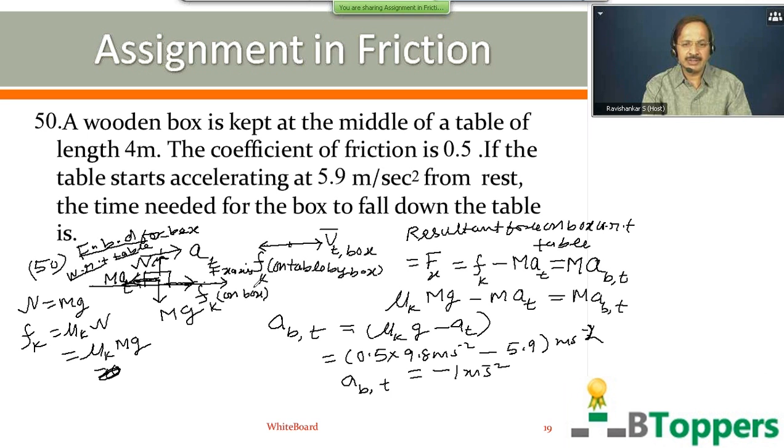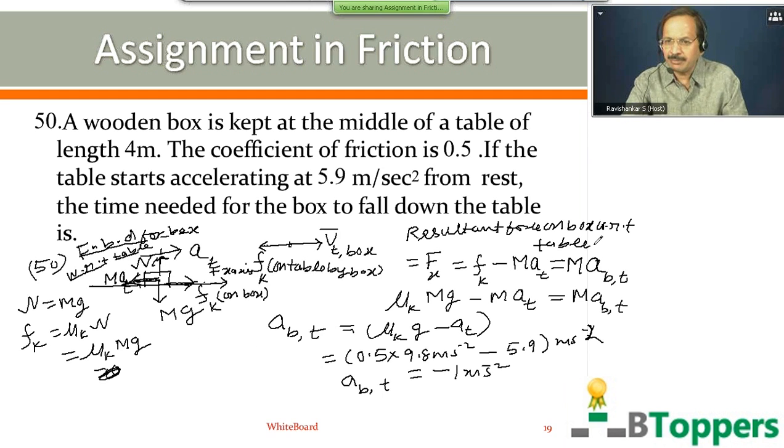So when the table is moving towards right with respect to a laboratory frame of reference, then with respect to the table, the box appears to be moving towards left side. The length of the table is given as 4 meters, and it is given that the box is kept at the middle of the table. That means the box will fall from the table, and the magnitude of the displacement of the box relative to the table is 2 meters, half of the length of the table.